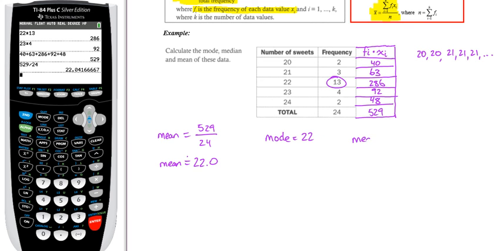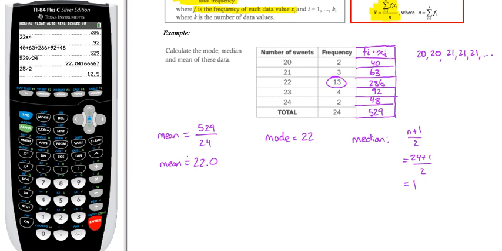Now the median, first we're going to calculate n plus 1 over 2. So our number of values is 24. So 24 plus 1 over 2, which is 25 divided by 2, which is 12 and a half. 12 and a half is not the median. This is just telling us where to look for the median. So the median will be between the 12th and 13th number in the list.